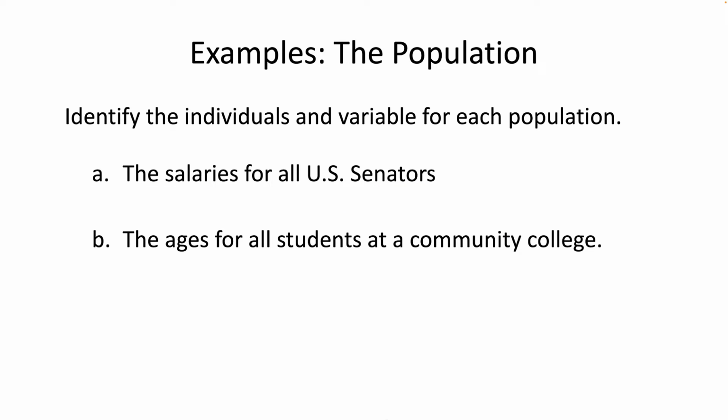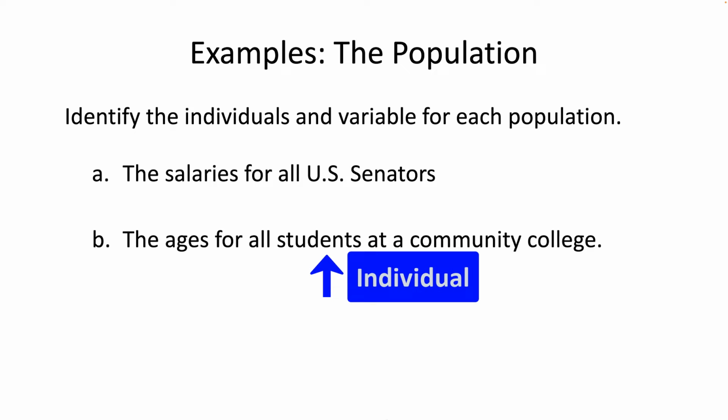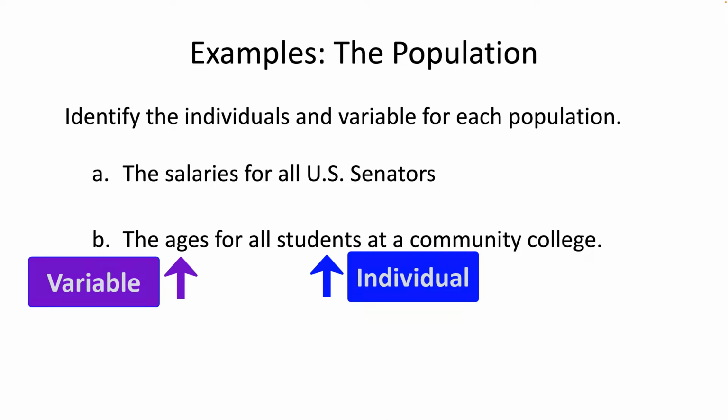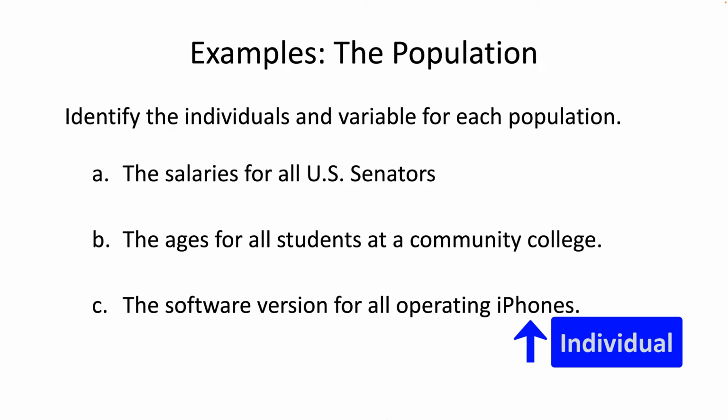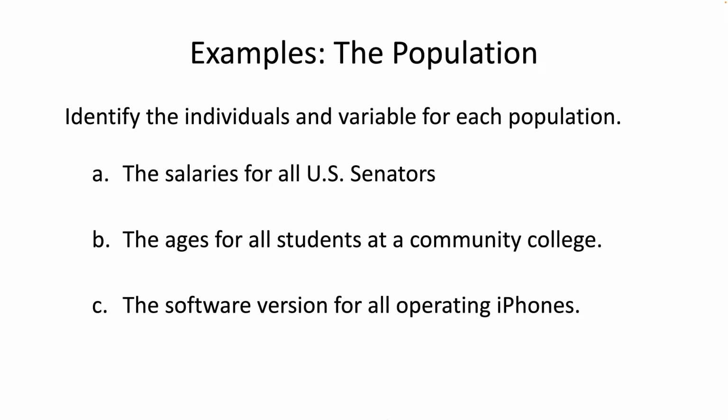The ages for all students at a community college. The individuals are the students at a community college. The variable is the ages for those students. The software version for all operating iPhones. The individuals in this case are the operating iPhones. The variable is which software version. So it's important to note that the population is not just a group of individuals and it's not just a variable. It's the individuals and the variable together for a population.